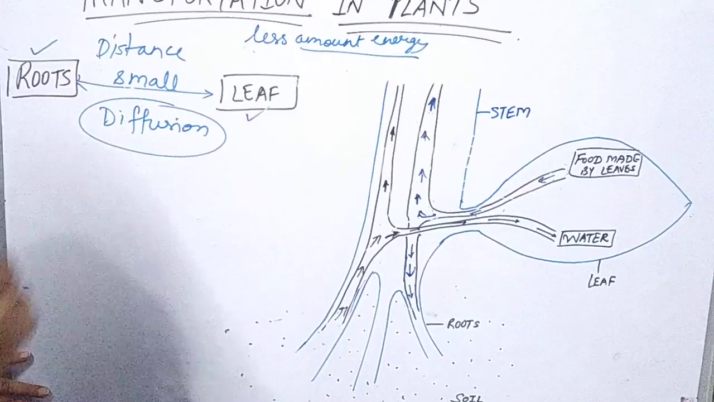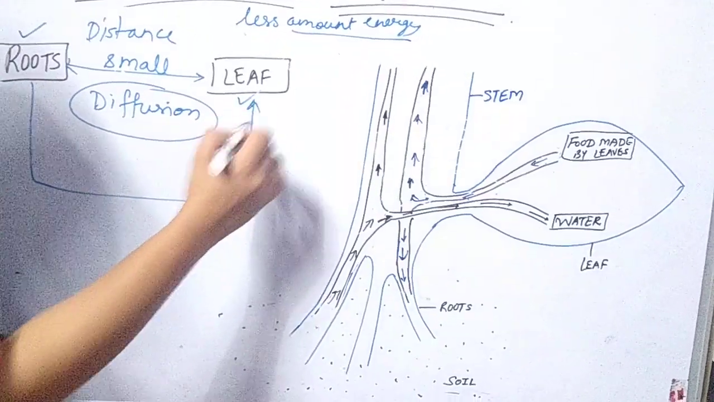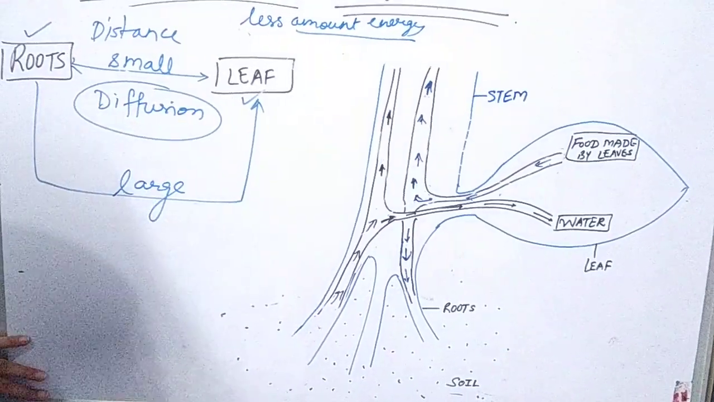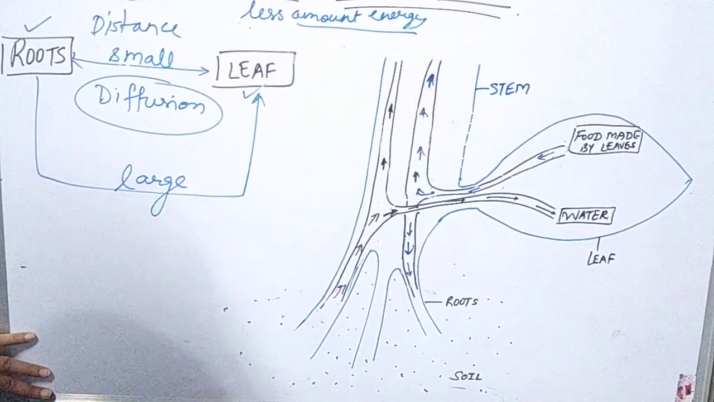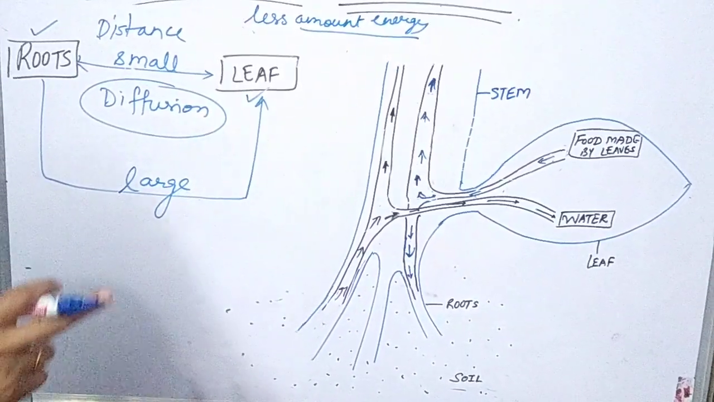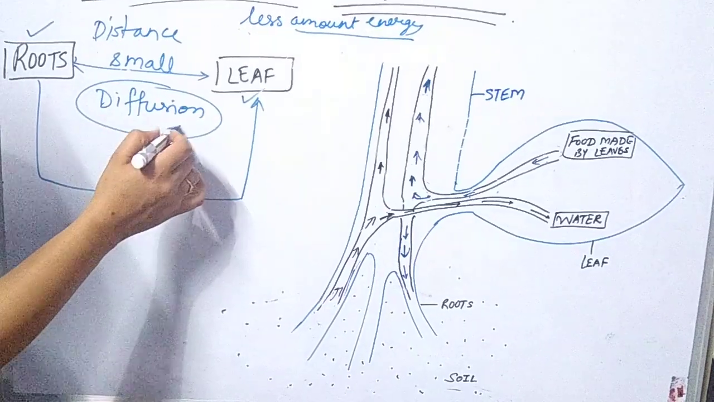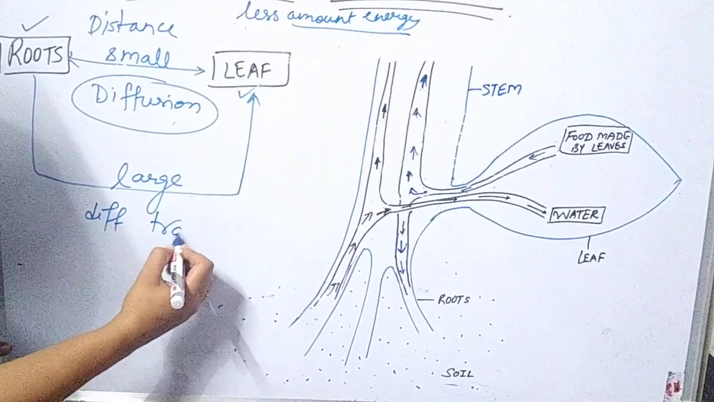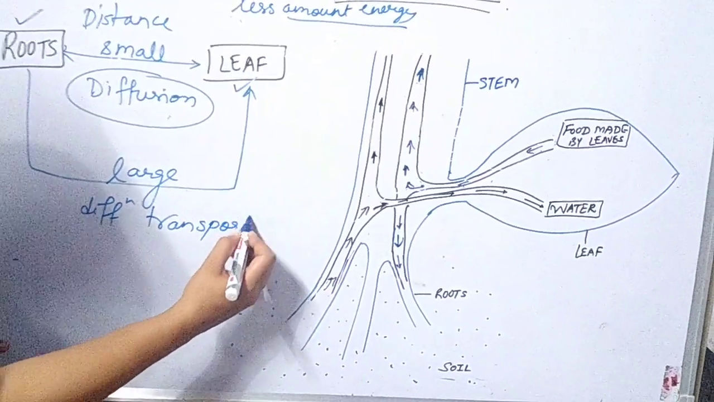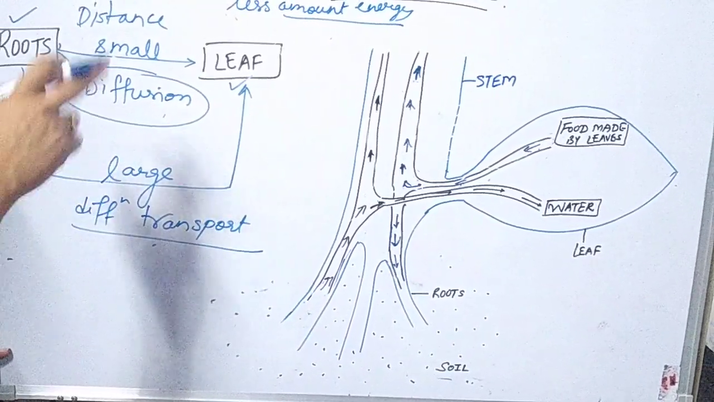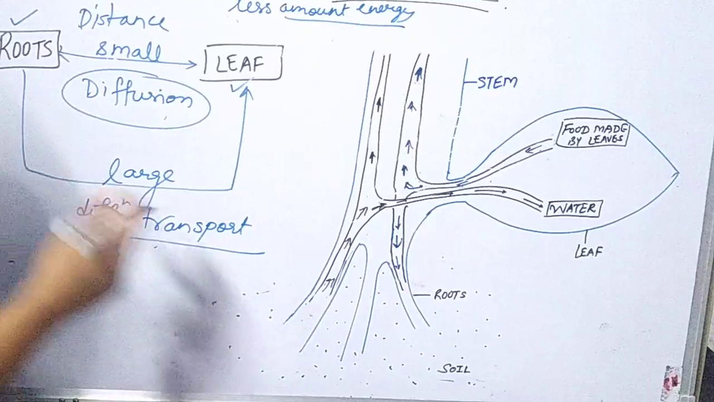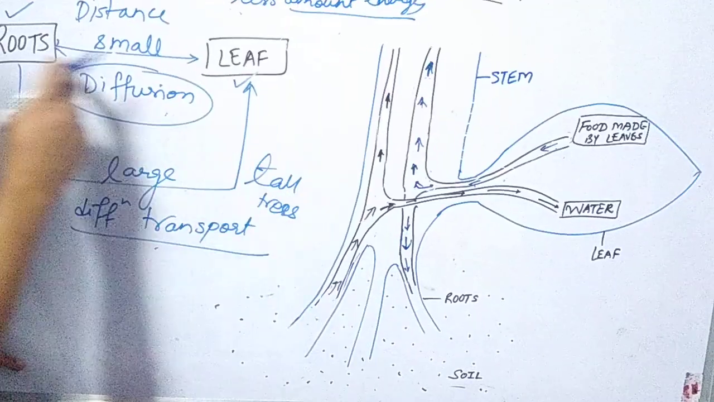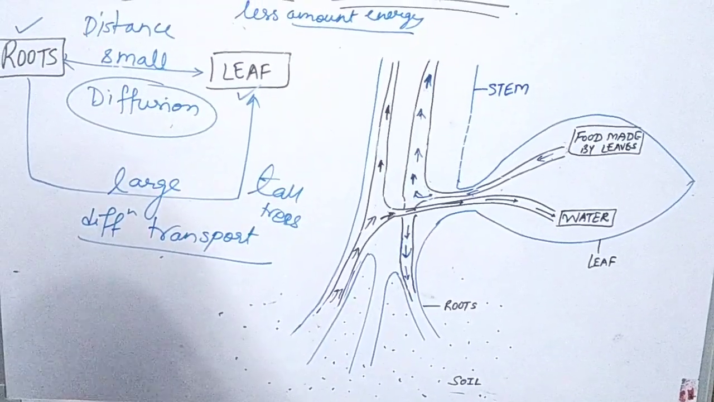But what happens if the distance between the roots and the leaves becomes large? Is diffusion sufficient to transport all these materials from the roots to the leaf? No. Diffusion is not sufficient in that case. That means a different kind of transport system is required. We have to understand what kind of transport system is required by plants in the case of tall trees, or when the distance between the roots and the leaf is too high, right?